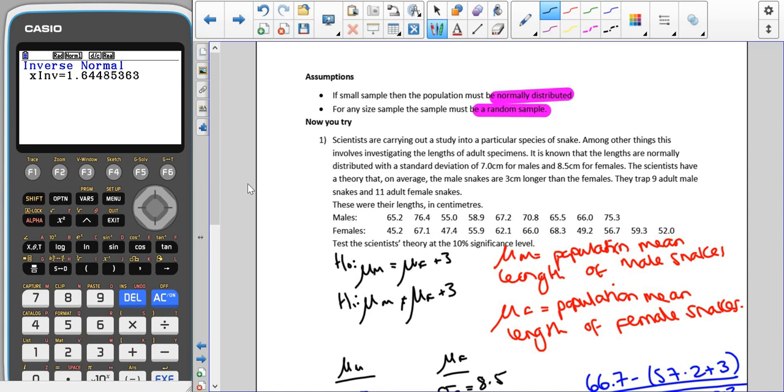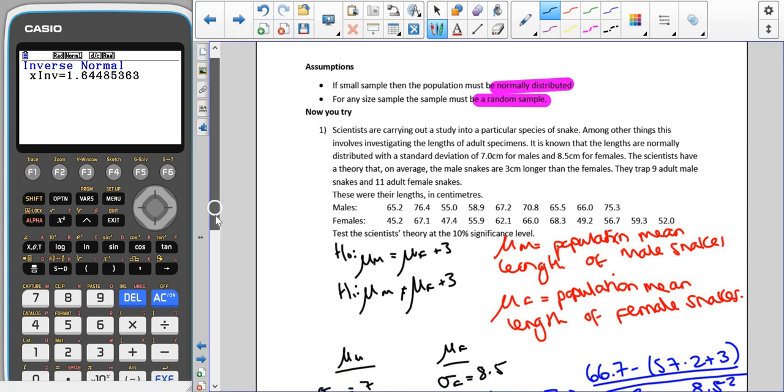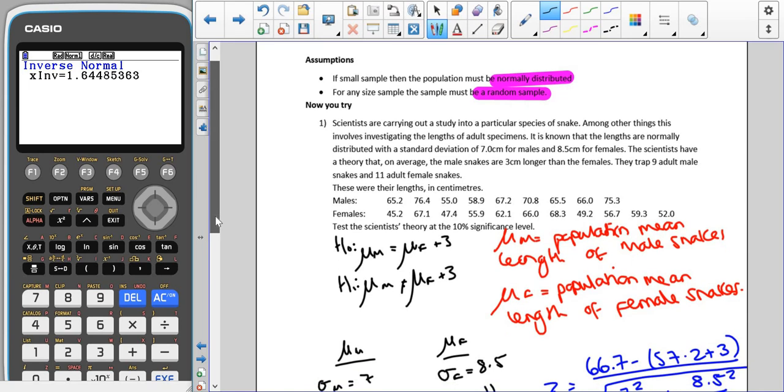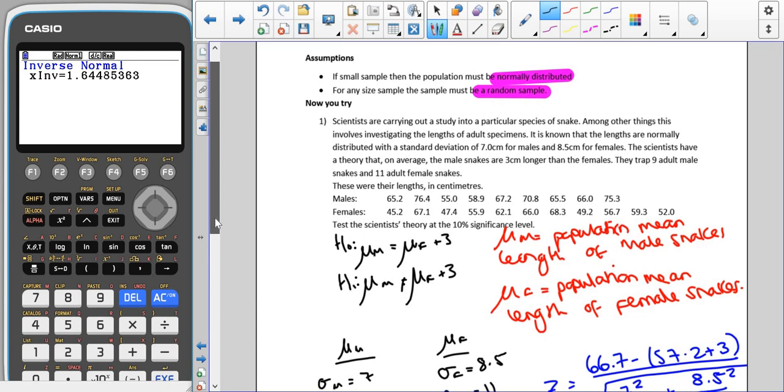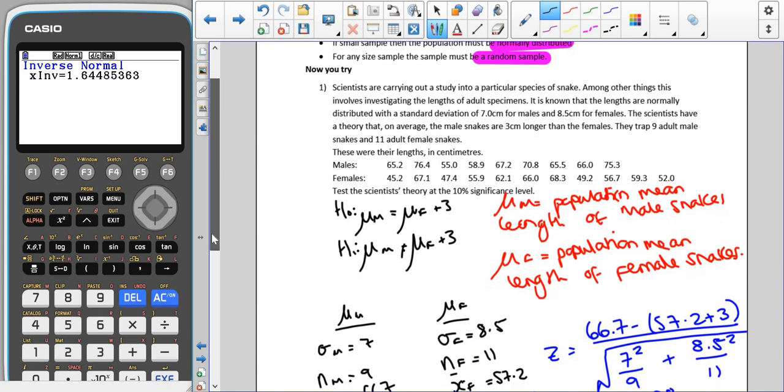So hopefully you paused the video and you gave the first Now You Try question a go. So this time we've got scientists carry out a study in a particular species of snake. Amongst other things, this involved investigating the lengths of adult specimens. It is known that the lengths are normally distributed, with the standard deviation being 7 centimetres for males and 8.5 centimetres for females. The scientists have a theory that on average the male snakes are 3 centimetres longer than the female snakes. So this is a two-tailed test because it's strictly 3 centimetres longer.